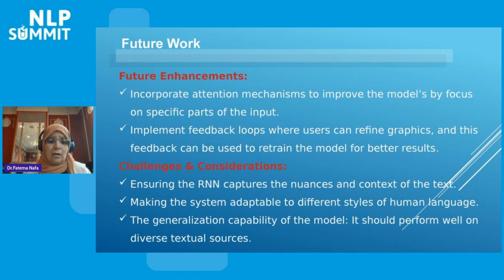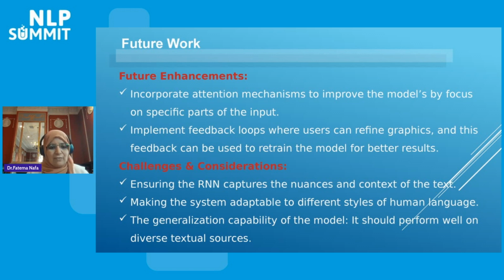And of course, for future direction, we want to improve the model. We are working on this side, even though the accuracy of the image generation is good, but we still want to add more. We want to implement a feedback loop where users can refine the graphics, and then the feedback can be used to retrain the model for better results. Right now we are serving different people who use these images, so we can collect the data or the feedback and use it in the training part.